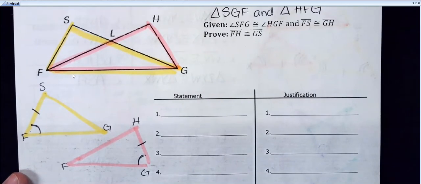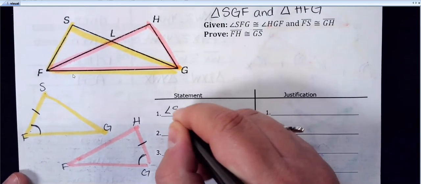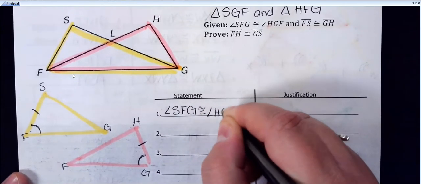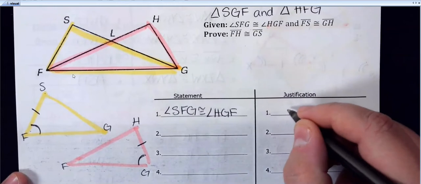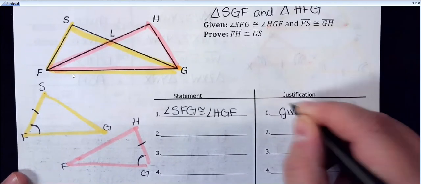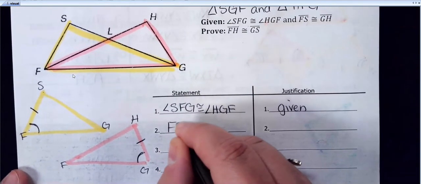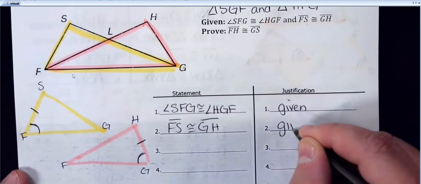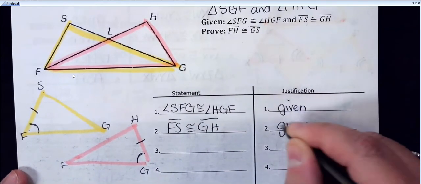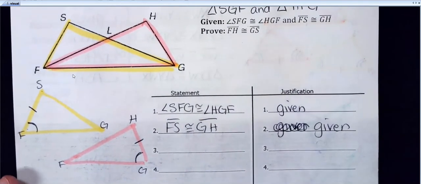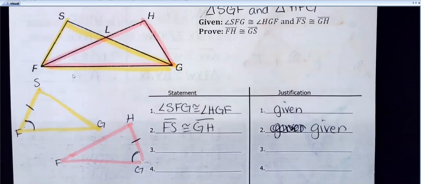So let me just go ahead and copy those down into my proof. So angle SFG and angle HGF, those are just given to us. And then I've got a set of sides F to S and G to H, again just given to us. I can't spell apparently, I'm giving. Okay, now, I don't have any other given information, so I have to rely on the diagram to finish this proof up.